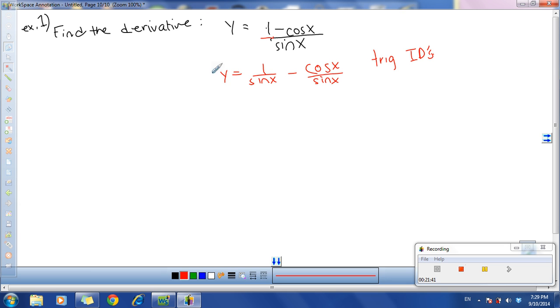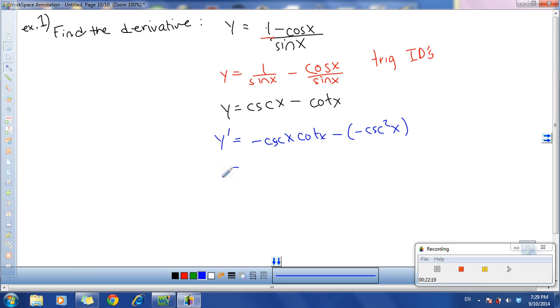Okay, and so I know that 1 over sine x is just equal to cosecant x. And then minus cosine over sine, that is equal to cotangent x. Okay, and now that I know my new derivatives, I can just simply find the derivative of these. So the derivative of cosecant x is negative cosecant x cotangent x, and then minus the derivative of cotangent, which is negative cosecant squared x. Okay, so clean it up a little bit. We have negative cosecant x cotangent x, and now it's plus, negative and negative make a plus, cosecant squared x. And I'm done.